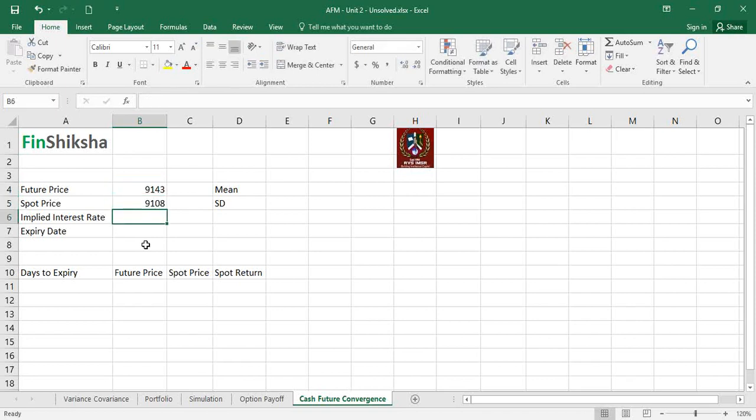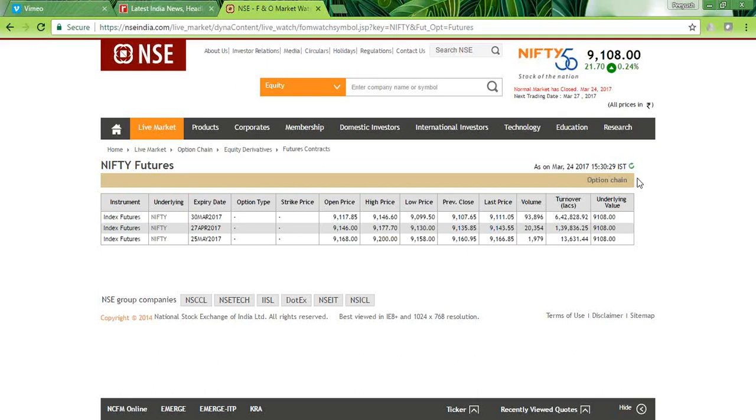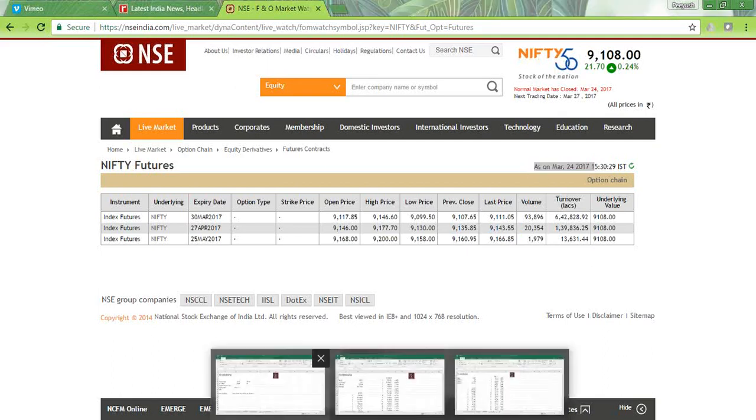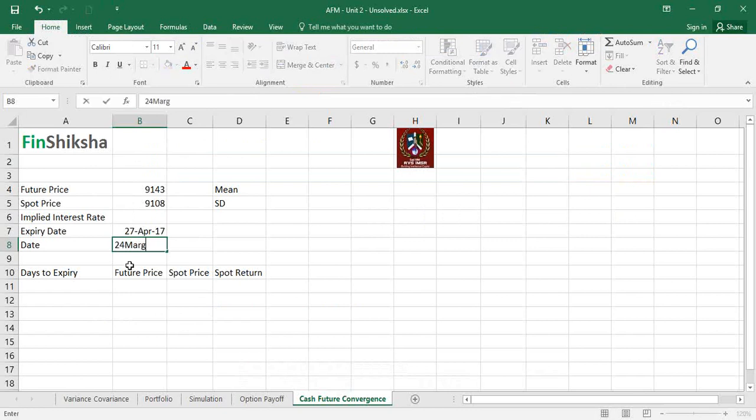Future price is 9143, spot price is 9108. What is the implied interest rate? What is the expiry date? Expiry date is 27th April 2017, and this price is as on date. We can check what date this price is as on: March 24th, 2017. So what were the days to expiry? That's equal to this minus this. 34 days to expiry was what was left till then.